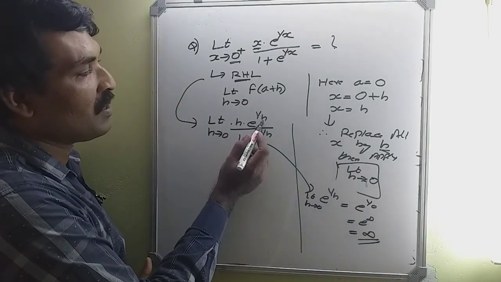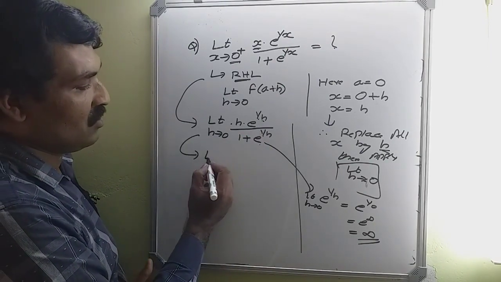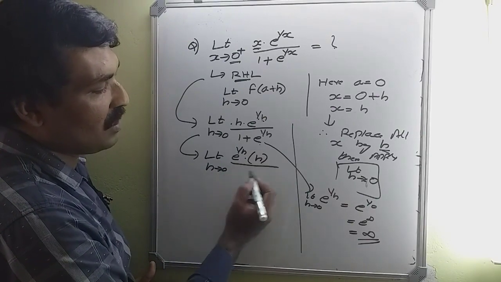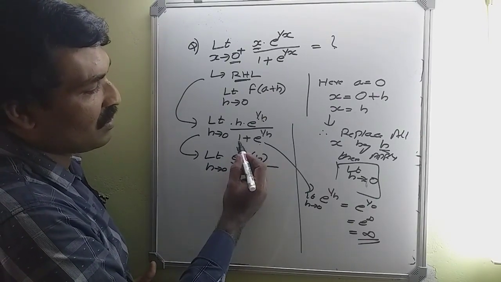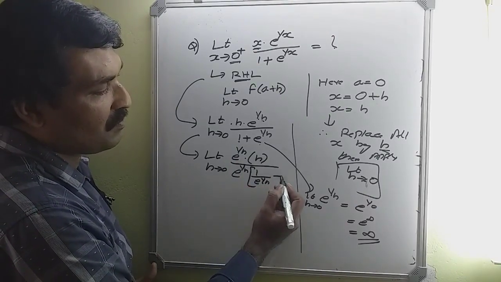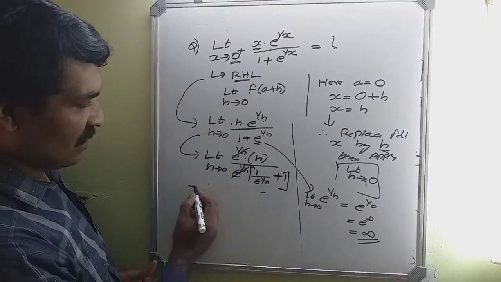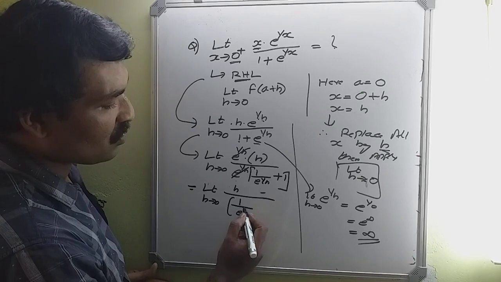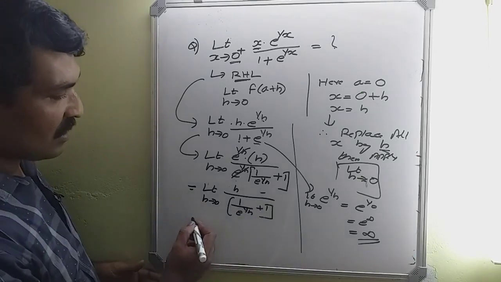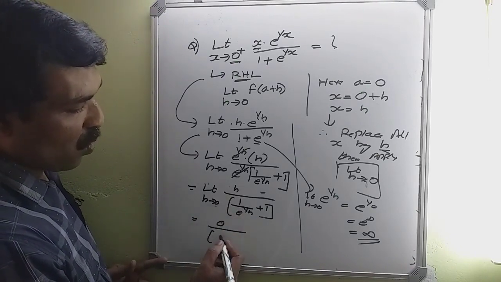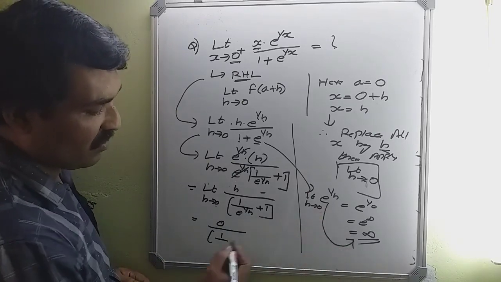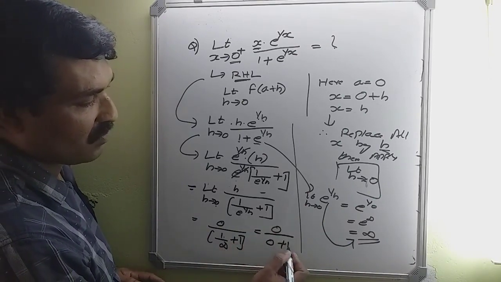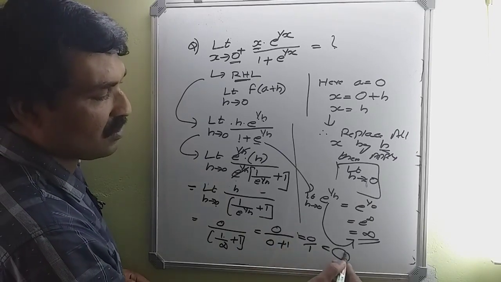So, take e raised to 1 by h common from numerator and denominator. So this is equal to limit h tends to 0, e raised to 1 by h I take common, into h, divided by e raised to 1 by h into (this term becomes 1 by e raised to 1 by h plus 1), is equal to limit h tends to 0, h divided by (1 by e raised to 1 by h plus 1). Now substitute h equal to 0: 0 by (1 by infinity plus 1), since the value of e raised to 1 by h is infinity, that is 0 by (0 plus 1), is equal to 0 by 1, is equal to 0.